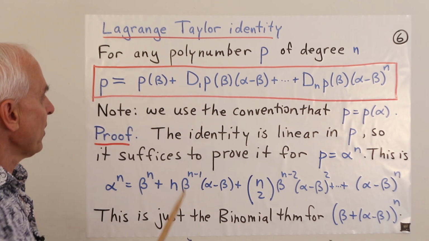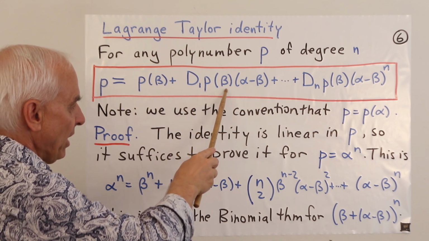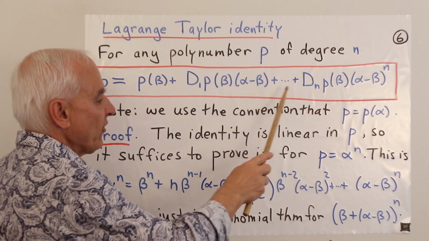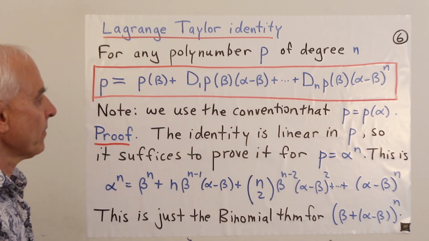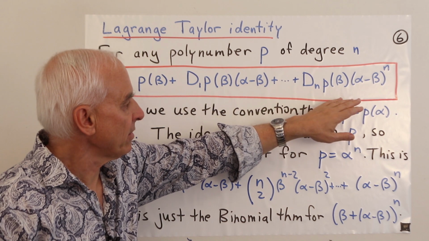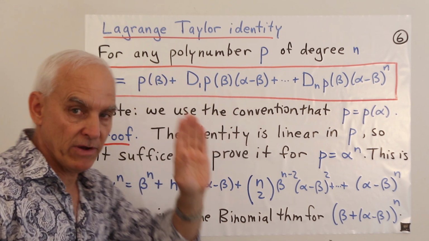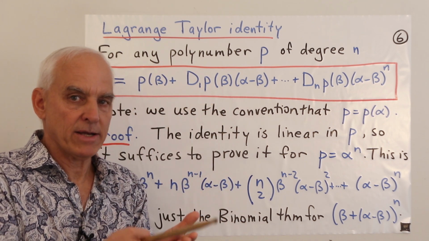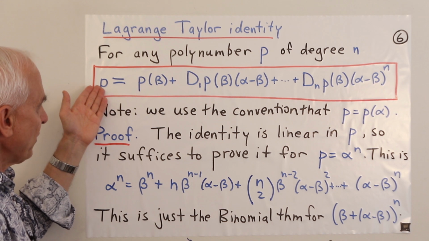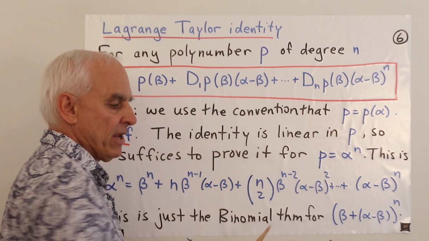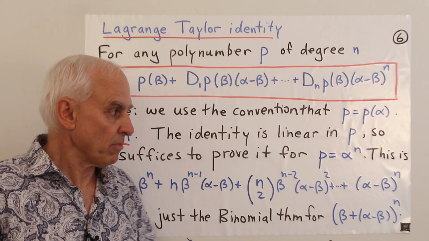It's that p equals p of beta plus d1 of p at beta times alpha minus beta, plus and so on up to d sub n of p at beta times alpha minus beta to the n. So we have increasing powers of alpha minus beta, and the coefficients of the powers of alpha minus beta are the corresponding subderivatives of the polynumber evaluated at beta. And let me remind you that when I write p, it's really p of alpha, because the standing convention is that a polynumber is expressed in terms of powers of alpha. That's our basic polynumber.